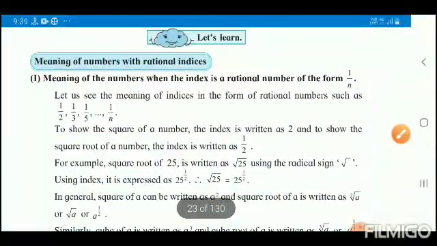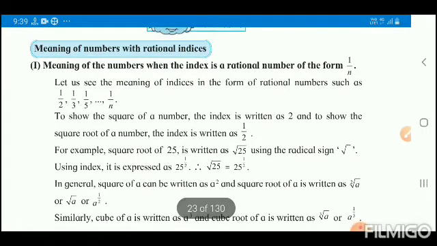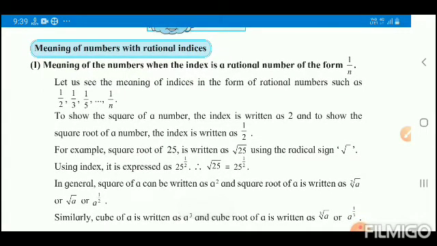So, meaning of numbers with rational indices. Meaning of the numbers when the index is a rational number of the form 1 upon n. Let us see the meaning of indices in the form of rational numbers such as 1 upon 2, 1 upon 3, 1 upon 5 and so on up to 1 upon n.